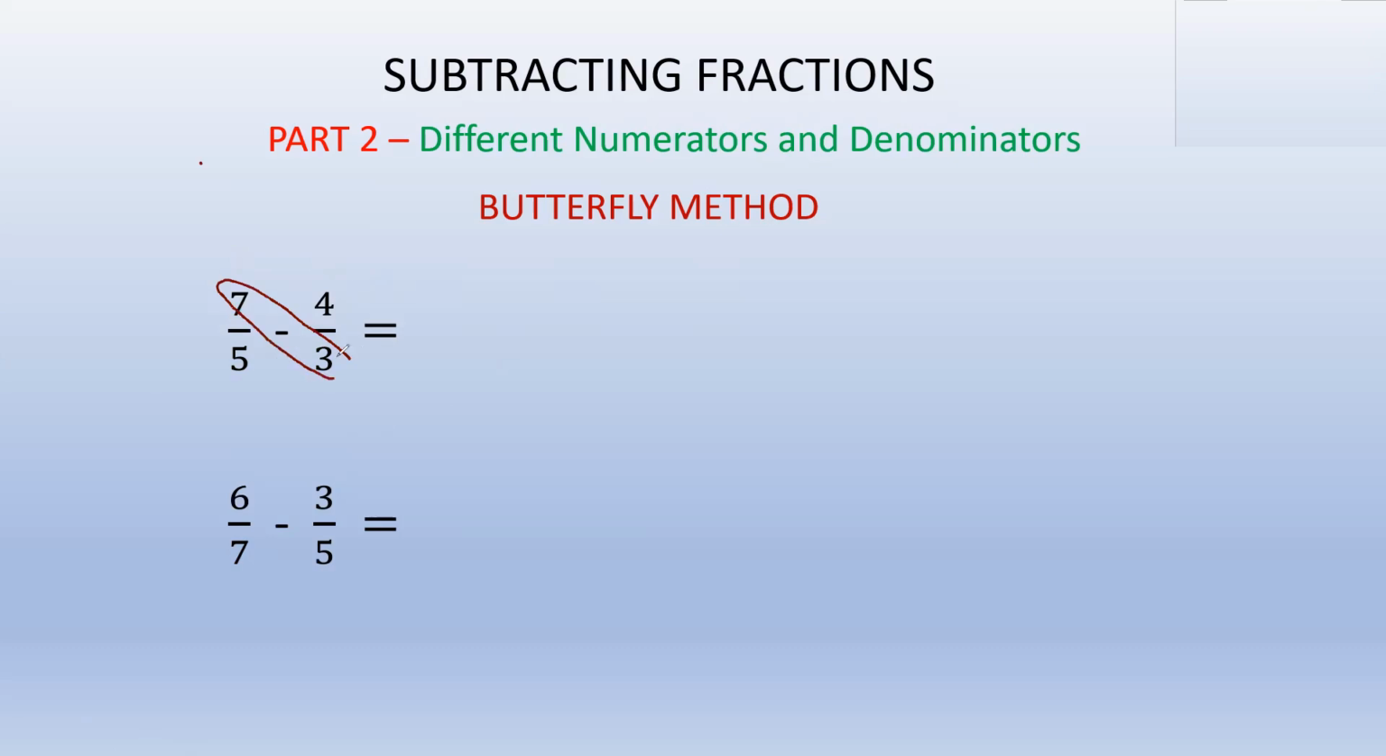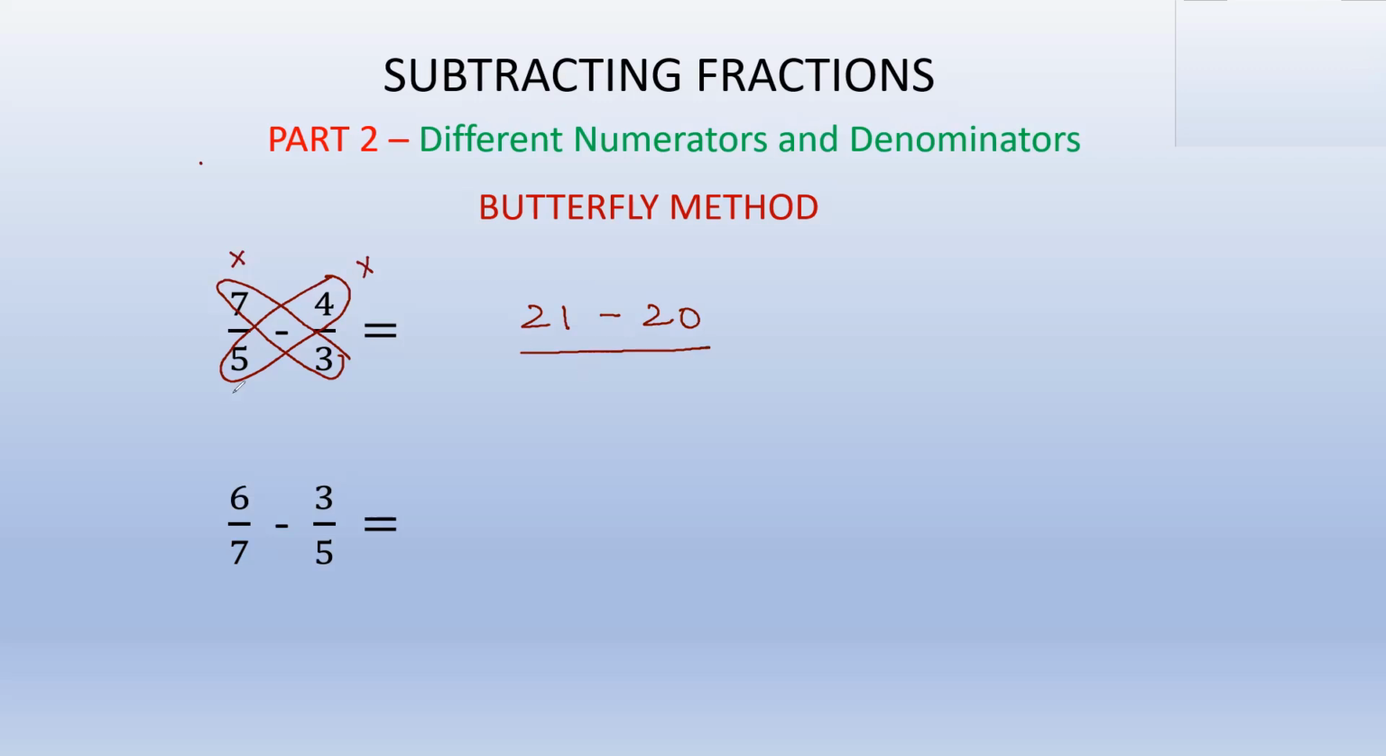We take the numerator of the first fraction and the denominator of the second fraction, and we multiply them. So it becomes 7 times 3 is 21. Subtraction sign in between. Next, we take 5 and 4. We multiply 5 and 4, which is 20.